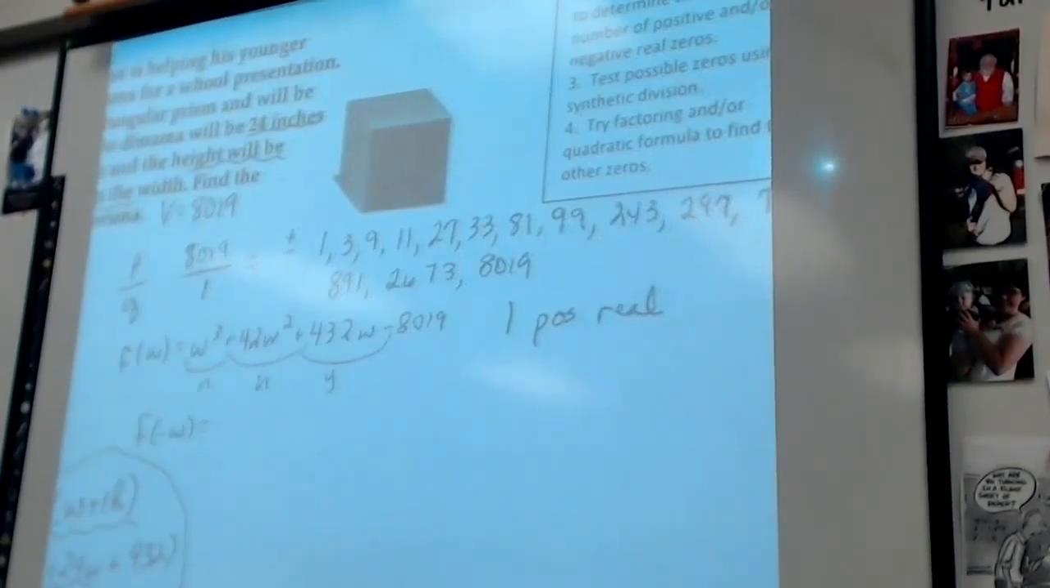Okay. So then do f of negative W. Remember, only change the signs of the coefficients of the terms that have odd exponents. So you're actually only going to change 2 signs here.